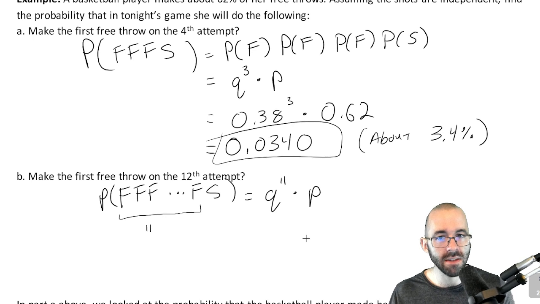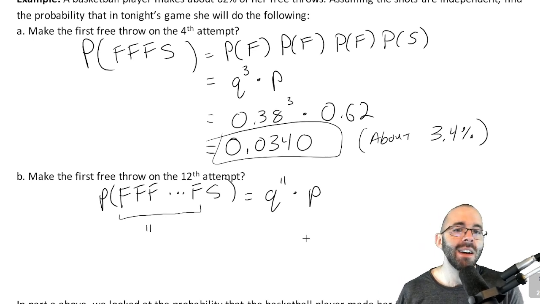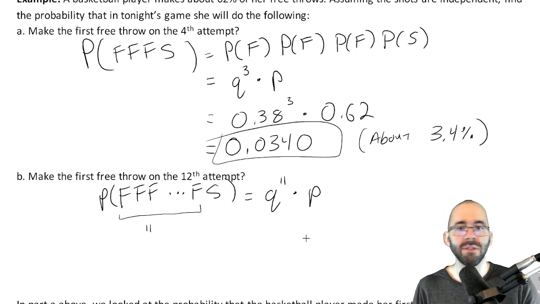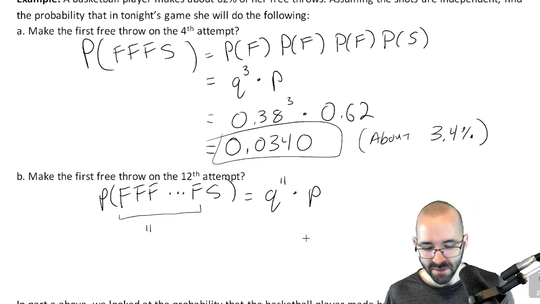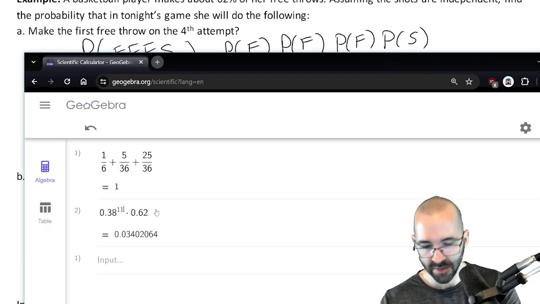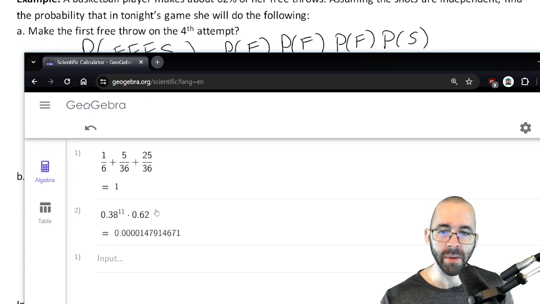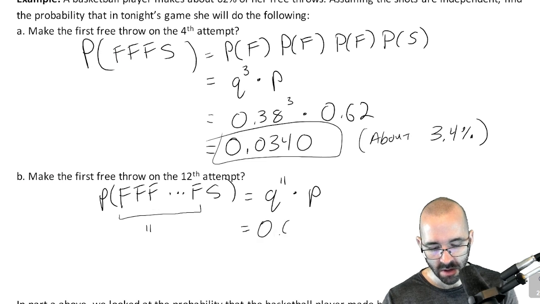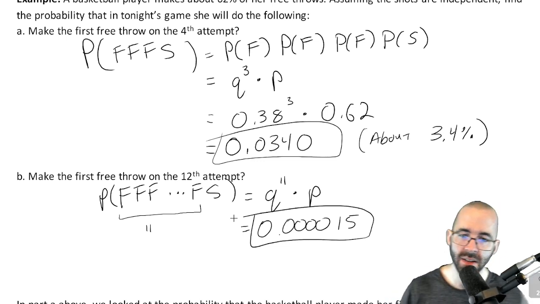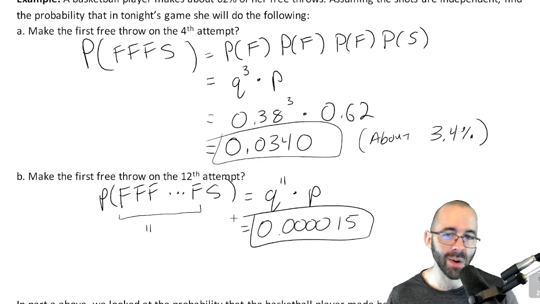So very similarly, it's going to be q to the 11th power times p. And you're going to see the pattern here, right? The probability of the first free throw on the 6th attempt would have 5 fails and then 1 success. So we just go through this again, change the first exponent to 11. We'll get a very, very small number, 0.000015. It's so unlikely that she's going to miss so many before finally getting one.